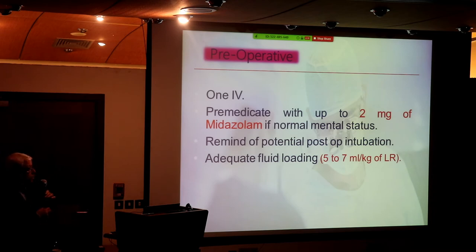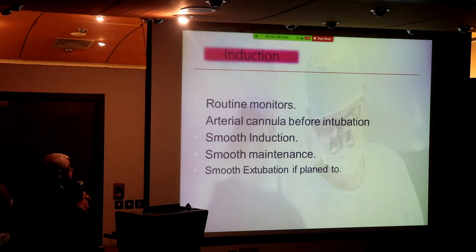Adequate fluid loading, which is just the bare minimum, 5 to 6 milliliters per kilogram. Induction, I won't take long. Routine monitors, and as I said, an arterial cannula before intubation, because the most important thing is blood pressure. We're talking about an aneurysm with a very thin wall. He has a subarachnoid hemorrhage and an aneurysm. We don't want to rupture it right at the beginning, and we don't know whether it has ruptured.